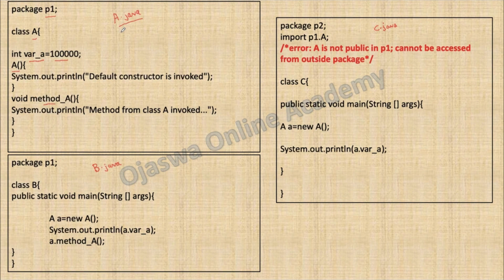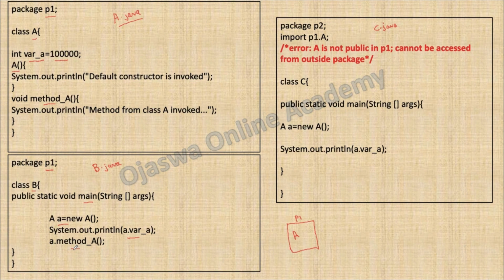So when you compile the file, class A will be created inside package P1. So package P1 is created, and inside package P1 class A is created. Now the next class is class B. Package P1 is defined, and inside package P1 we have defined class B. We have written a main method, and we are creating an object of class A. We are trying to print the instance variable belonging to class A, and we are giving a call to a method belonging to class A.